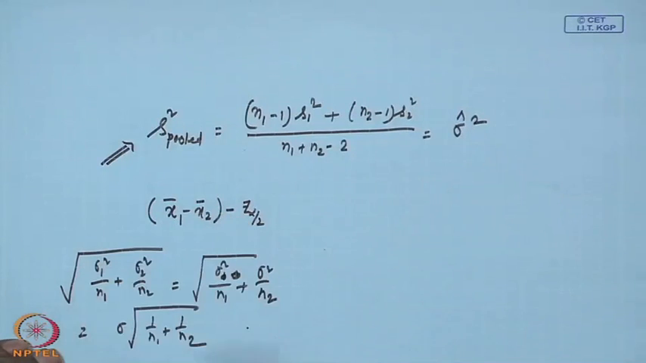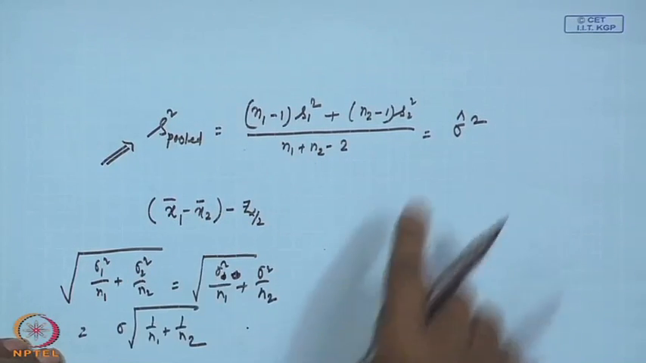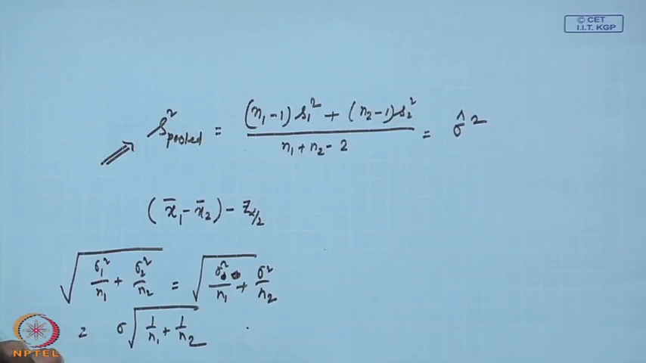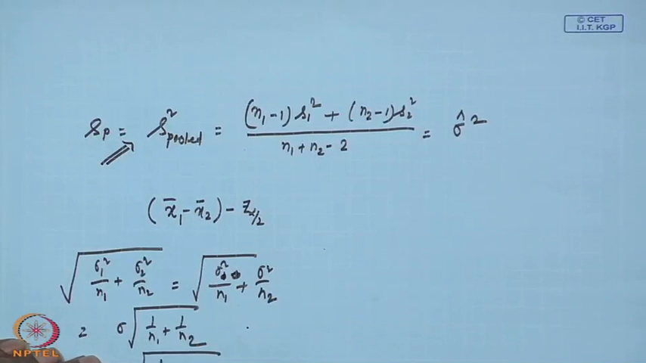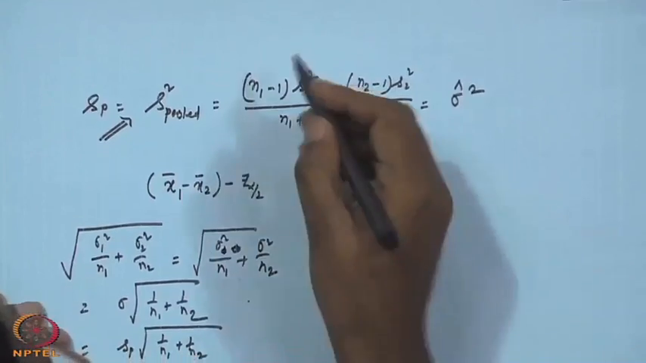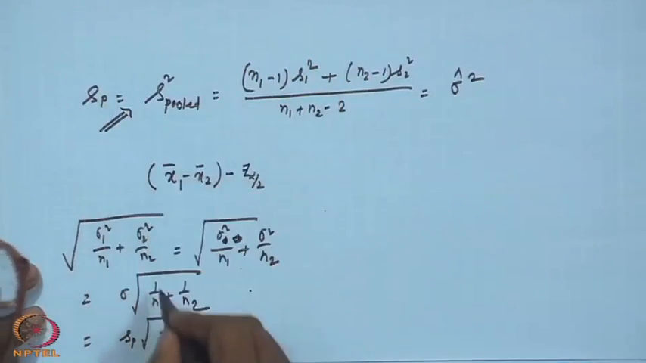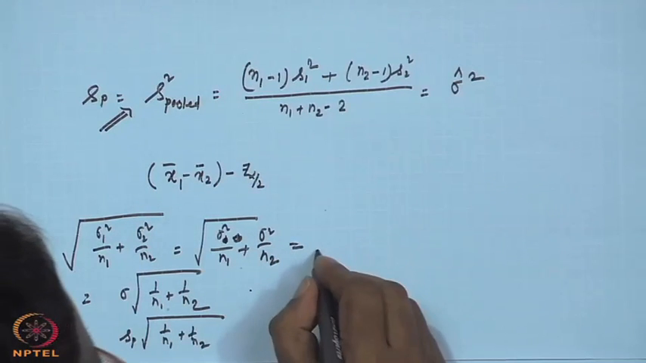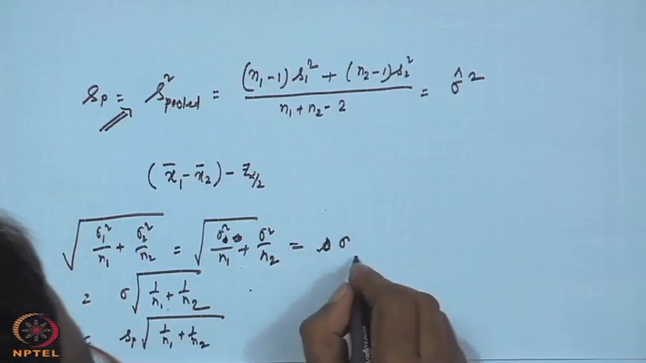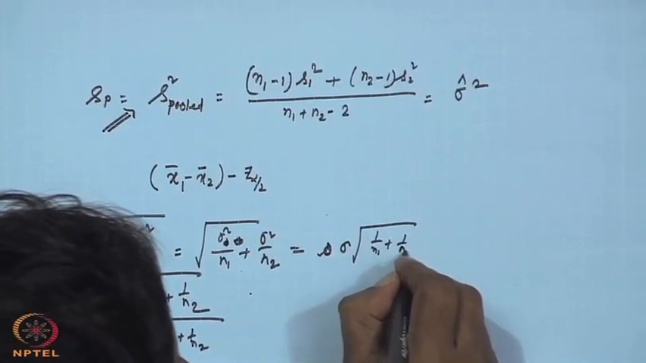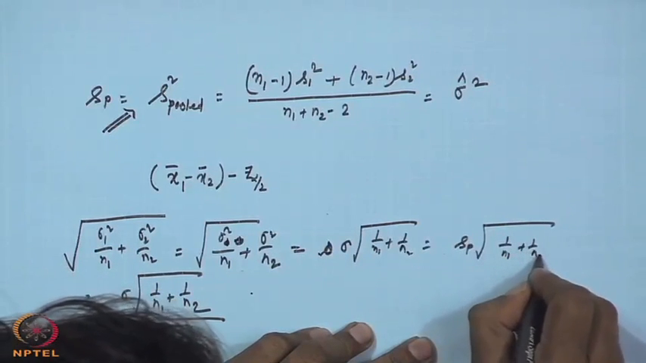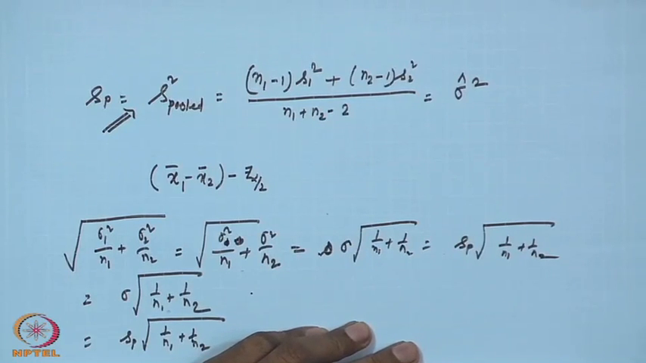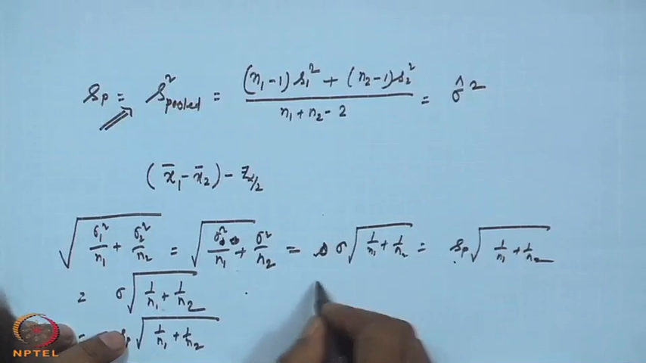Now, you say that S pooled is the estimate of sigma. So, that means I can write SP. If I write SP equal to S pooled, then SP times the square root of 1 by n1 plus 1 by n2. Okay. So, this portion, sigma times the square root of 1 by n1 plus 1 by n2, is now equal to SP times the square root of 1 by n1 plus 1 by n2. Why SP? Because SP is the estimate of sigma.